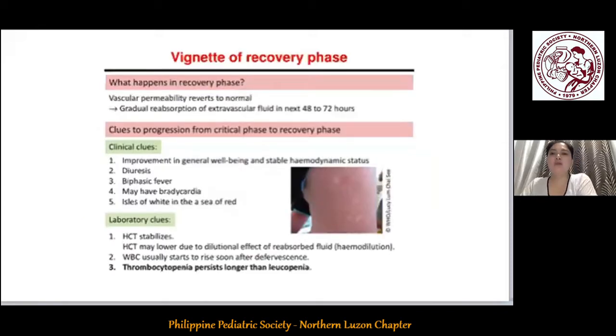So what is the picture of a patient in recovery phase? During recovery phase, there's a gradual reabsorption of extravascular fluid in the next 48 to 72 hours. You will have the following clinical clues: improvement of the general well-being with stable hemodynamic status. This is also accompanied by diuresis. Patient's hematocrit stabilizes or may fall due to the dilutional effect of the reabsorbed fluid. WBC starts to rise, followed by the recovery of your platelet count. There is also the appearance of your Herman's rash, which is characterized by the isles of white in the sea of red.